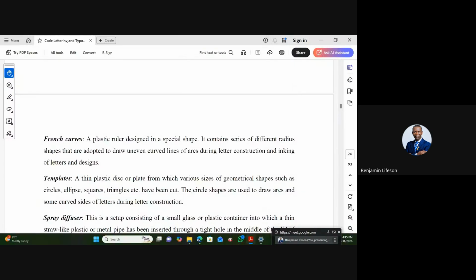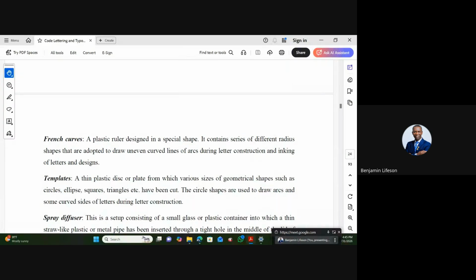I'll be putting French curve on your platform. We said all of you should be on the platform, but I can see only 18 people on the platform. Once you decide not to be on the platform, it means that is your own choice.